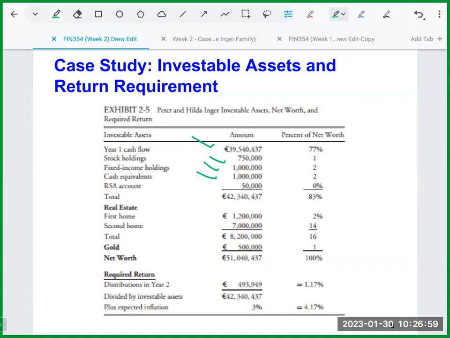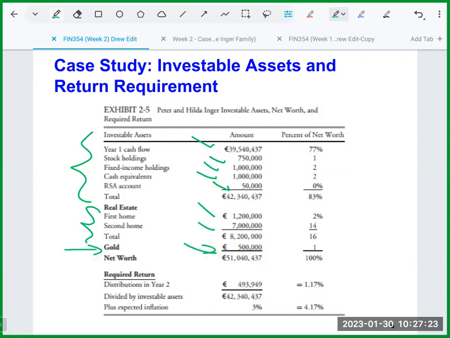cash and cash equivalents. Remember, this is the liquidity float that he wants to keep. All right. He has an RSA account. So all these are your investable assets, right? Now, in terms of real estate, these are more illiquid. He has the first home and he's going to get a second home. And remember, his goal is supposed to be maintained for the foreseeable future at 500K.